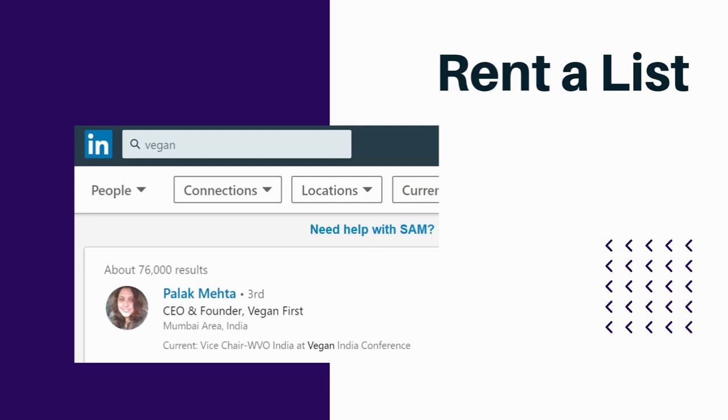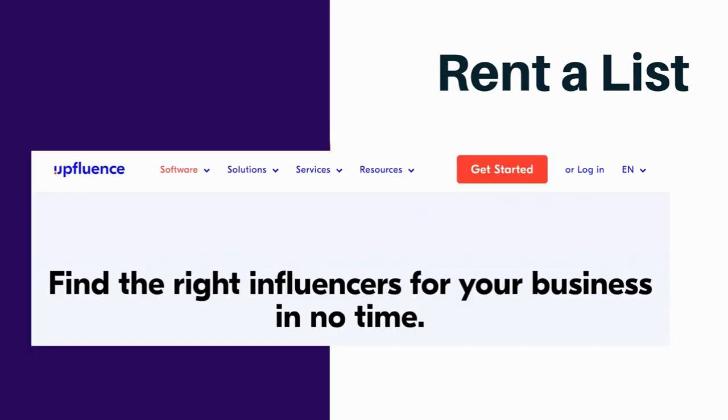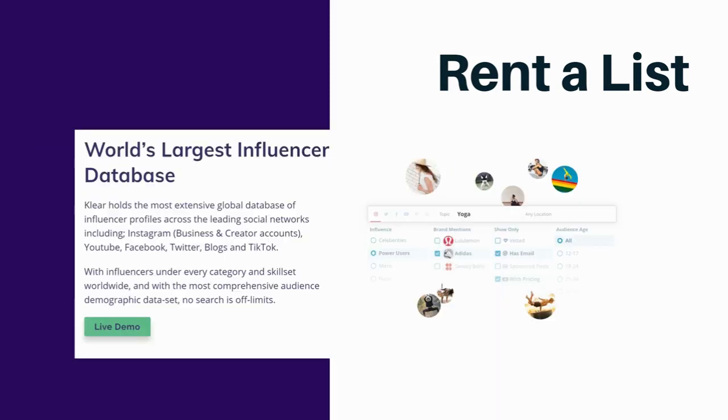There are lots of software companies popping up that help identify, hire, and communicate with influencers. I'd only use these if you really have a marketing plan focused on working with a bunch of influencers over time. Upfluence is one example. Klear is another example where you can access a database of influencers.